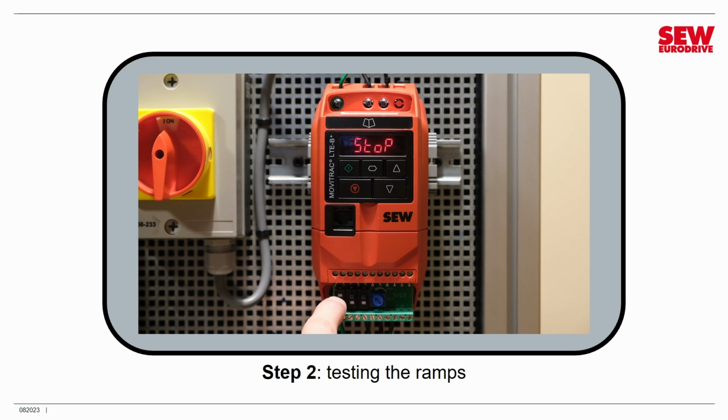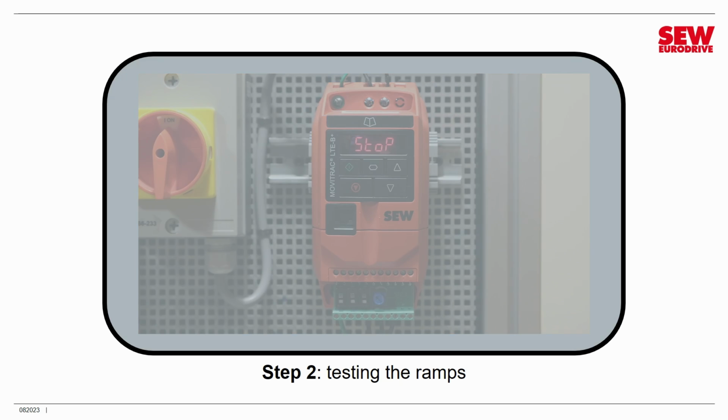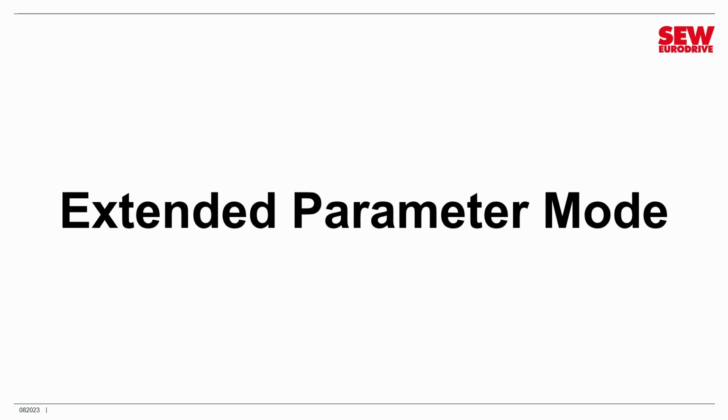All right, so that's acceleration and deceleration. It's very important to set this correctly for every application. It's going to be very application specific. Many application problems can stem from improperly set ramps, so this is definitely an area that your skill and experience comes to bear. But we are done with ramps for now. Let's move on to our next topic, and that is extended parameter mode.